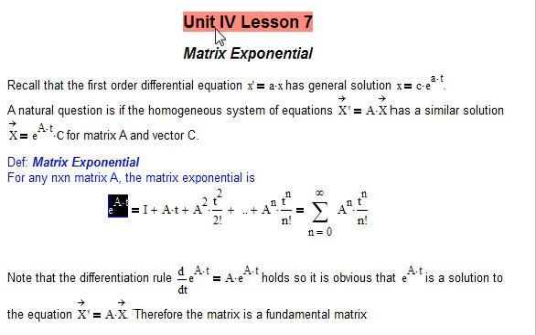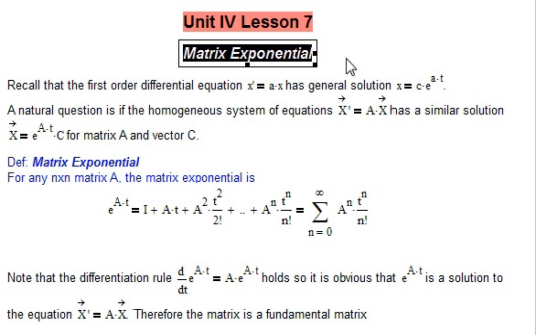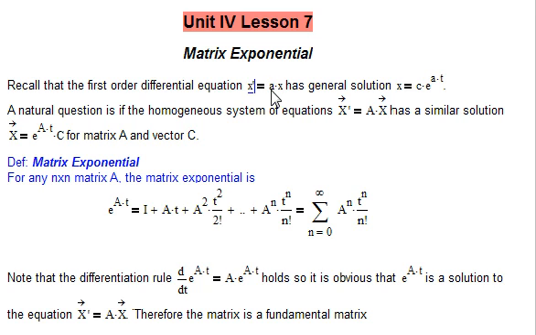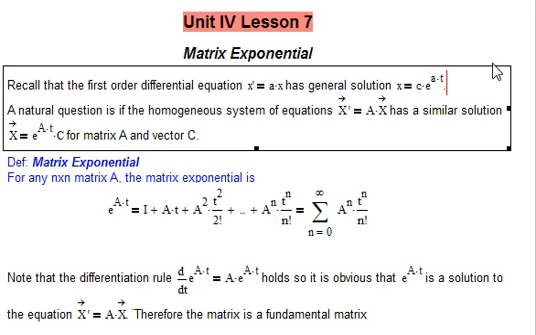Well, Unit 4, Lesson 7 is about the matrix exponential, and you're asking, what is a matrix exponential? I would ask you to recall that x prime equals a times x, where x is a function and a is a constant, has general solution x equals constant times e to the a t. That was something you proved back in Unit 1, maybe the first of the separable equations we solved. Or maybe I had you solve it.